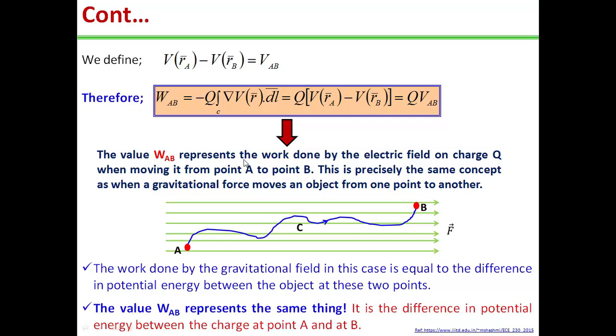The value WAB represents the work done by electric field on any charge Q when it is moving from point A to point B. This is precisely the same concept as when the gravitational force moves an object from one point to another point. The work done by gravitational field in this case is equal to the difference in potential energy between the object at these 2 points. That means point A and point B. The value WAB represents the same thing here as given in the gravitational field. It is the difference in potential energy between the charge at point A and at point B.